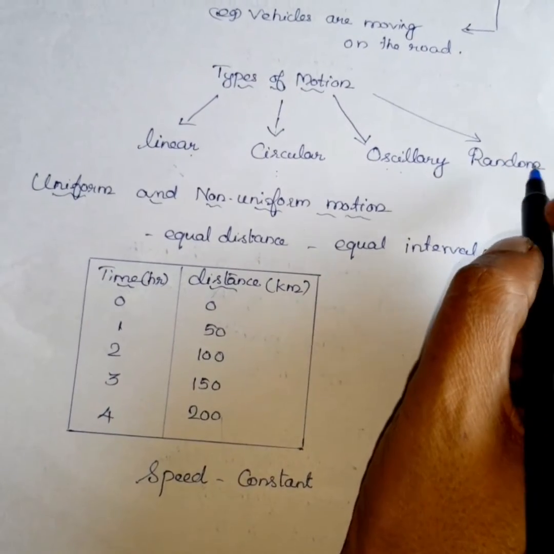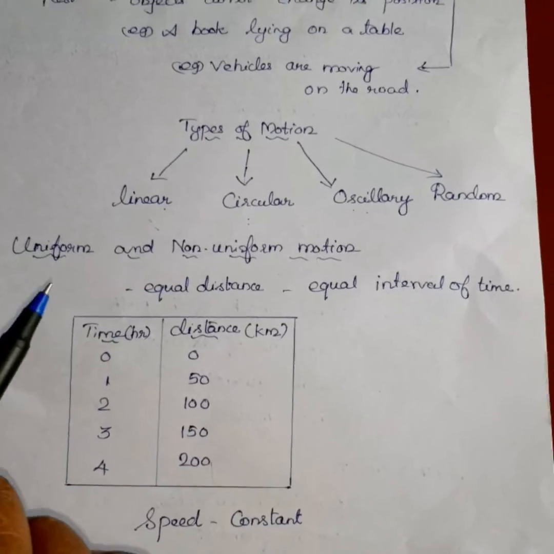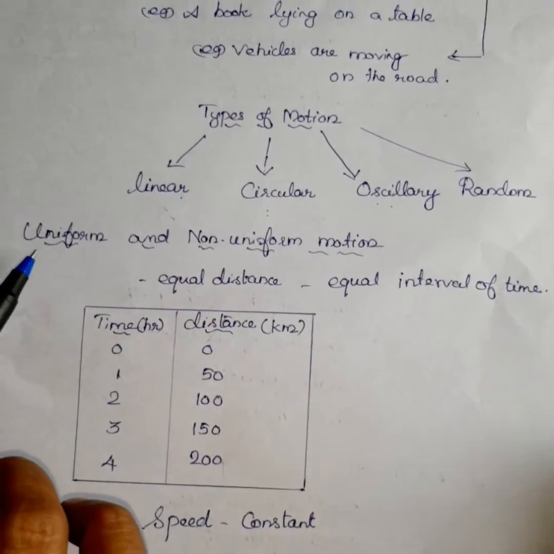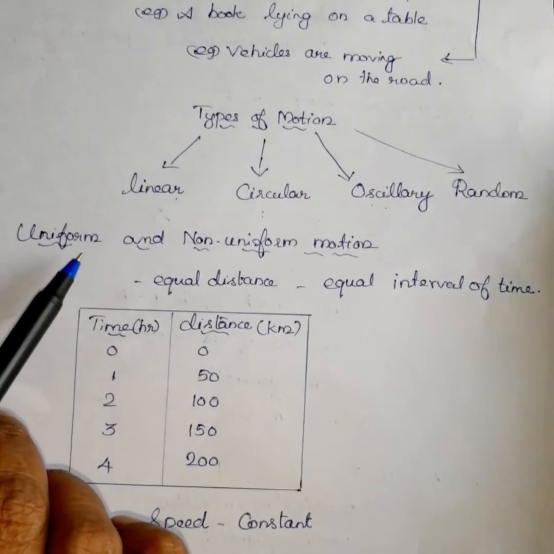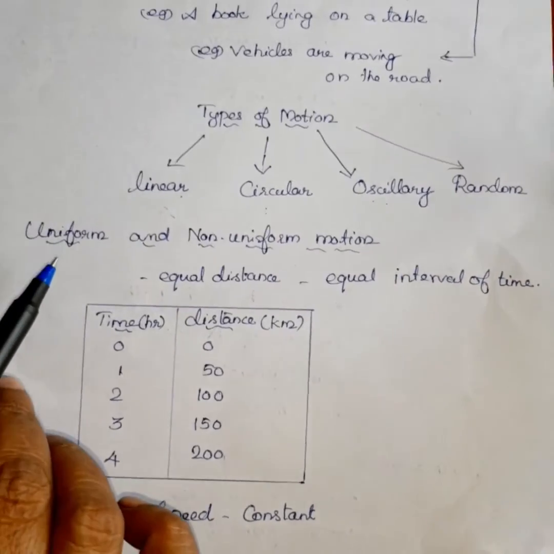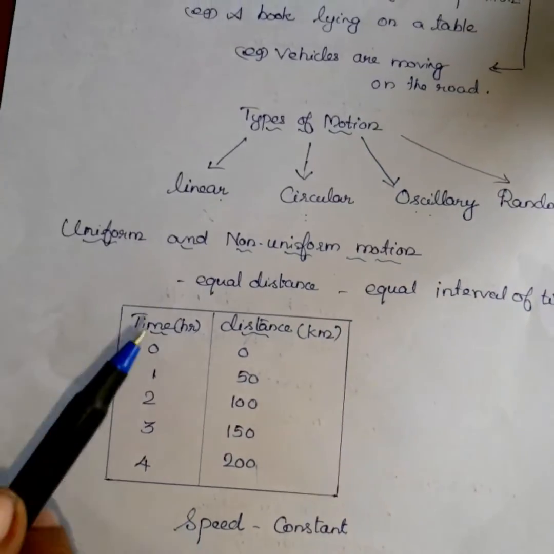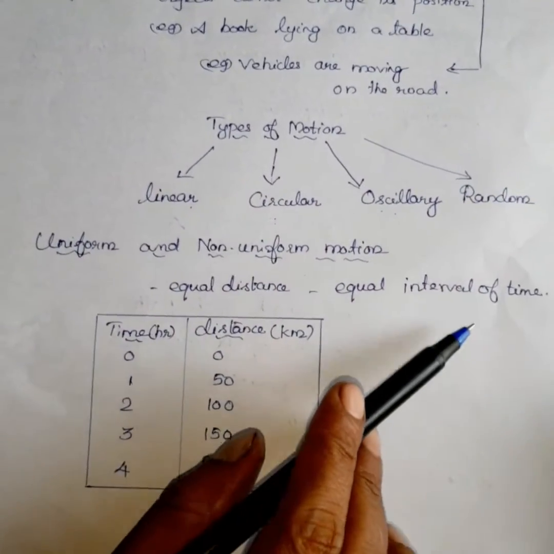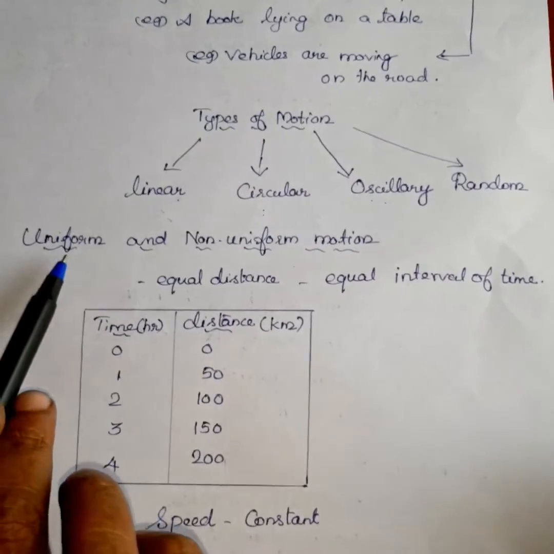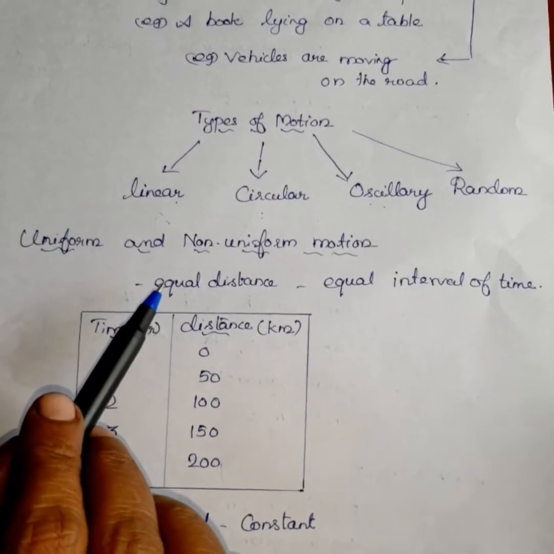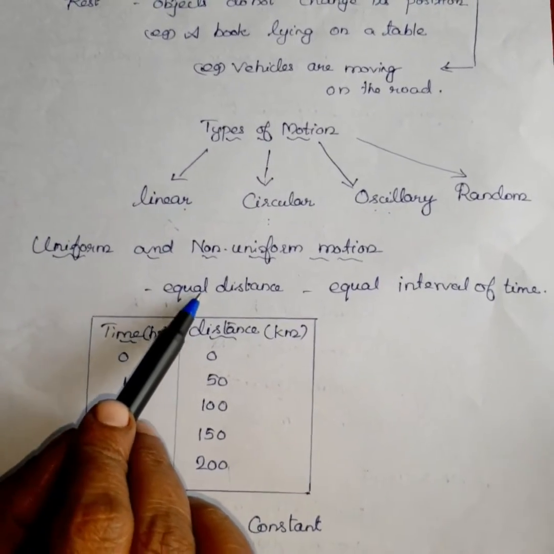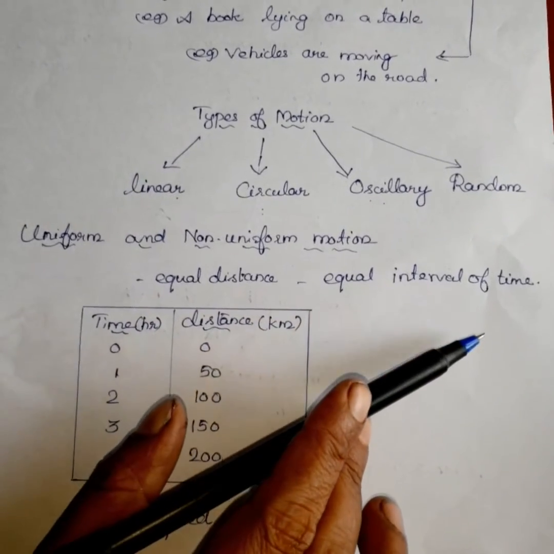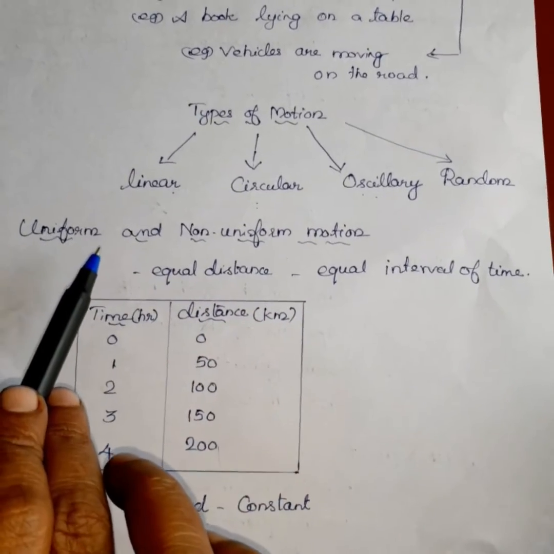Do you understand clearly? We are going to study uniform and non-uniform motion. First, uniform motion. What is uniform motion? An object covers equal distances in equal intervals of time. It is called uniform motion.